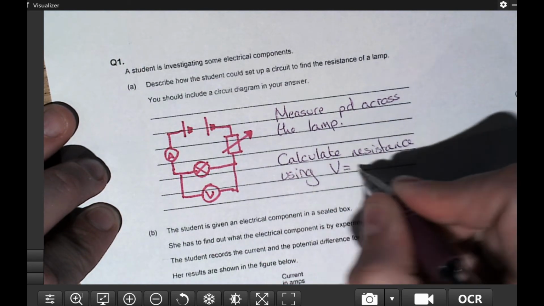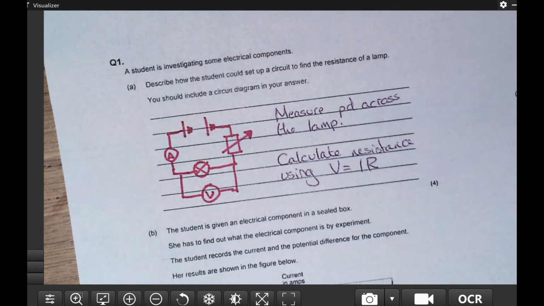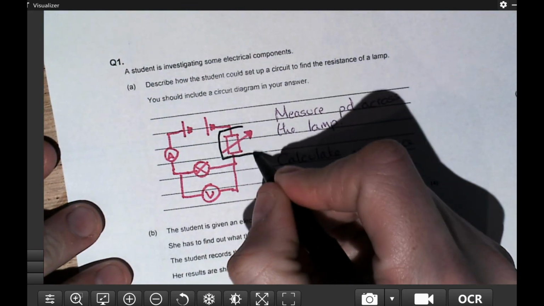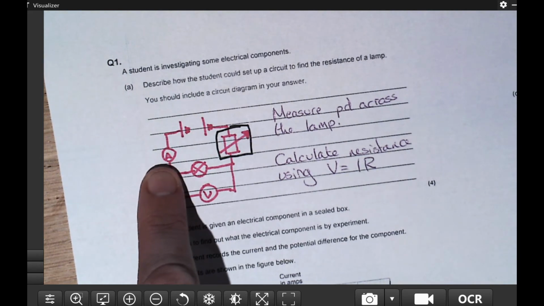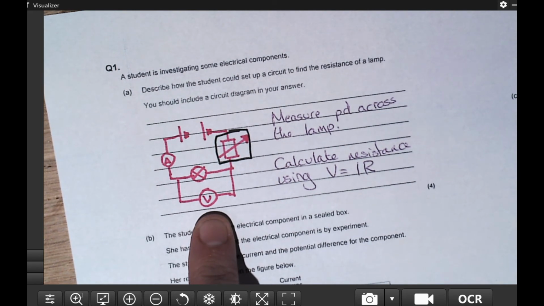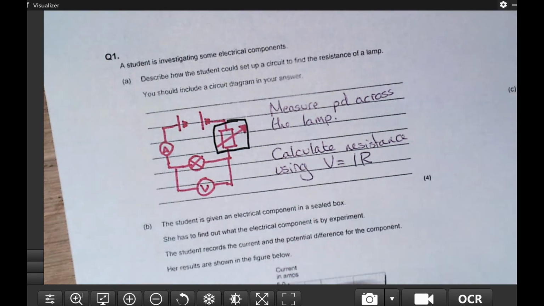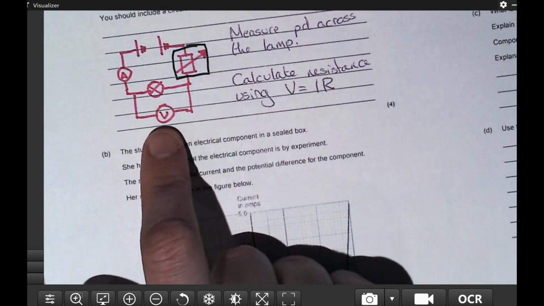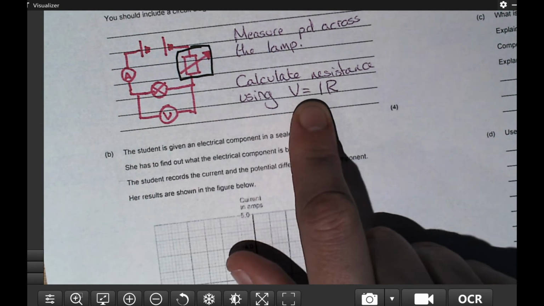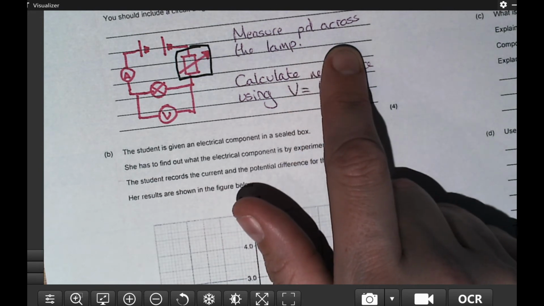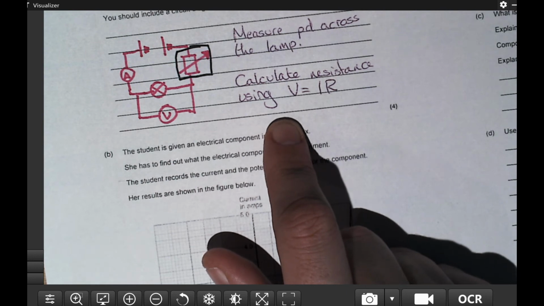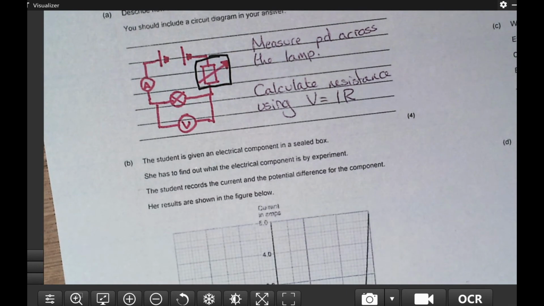V equals IR. And although I've drawn the variable resistor here, this is the bit that you don't actually have to have. You can put it there because it's there in the experiment that we've just done. But if you haven't included that, but you've got the ammeter in series and the voltmeter in parallel, you would still get both marks for that. You then need to get a mark for drawing the circuit. You've got to talk about the fact you're going to measure the potential difference across the lamp. And you've got to talk about the fact that you're using V equals IR to calculate the resistance.